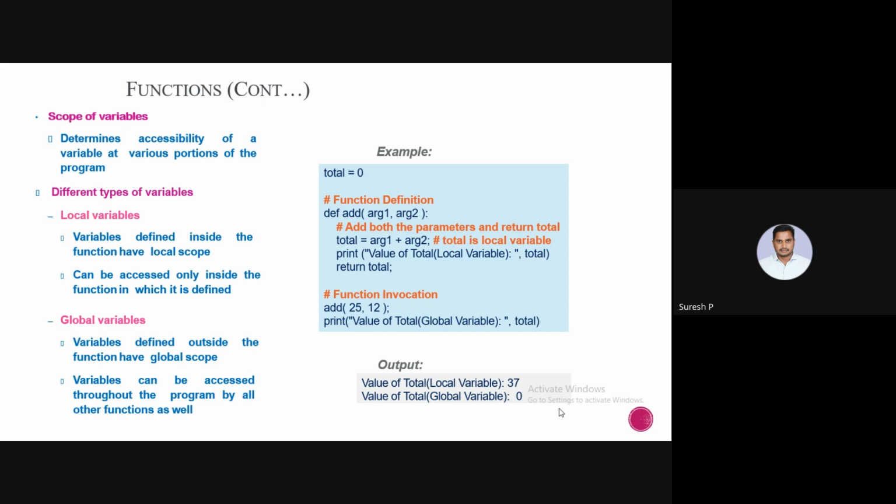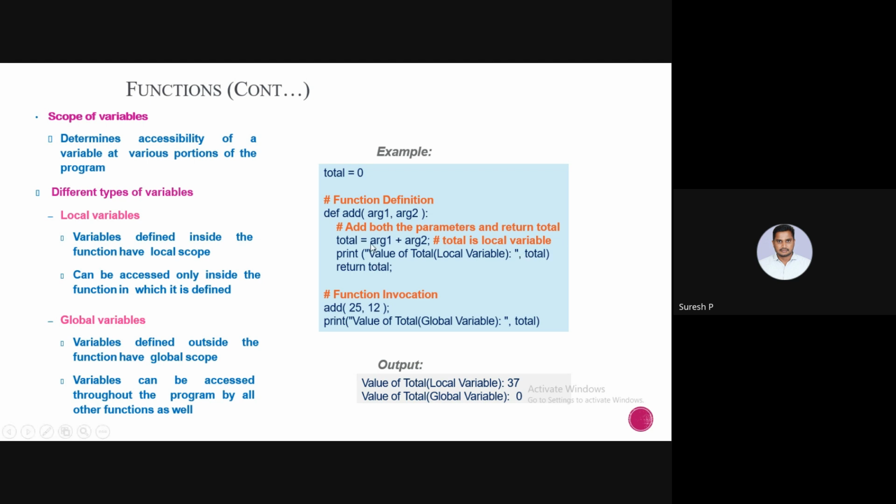Global variables will be defined outside of the function. Suppose you have a global variable, the global variable can be used in multiple functions. It can be accessed in the main function. It can be accessed in user-defined functions also. That is called a global variable. It can be accessed throughout the program by all the functions.